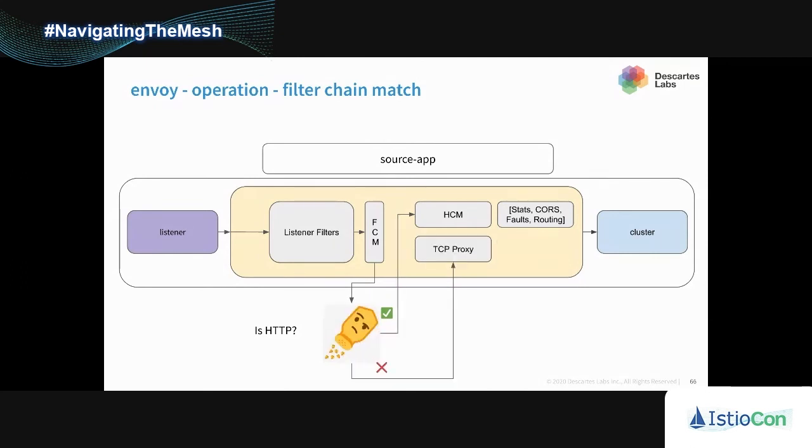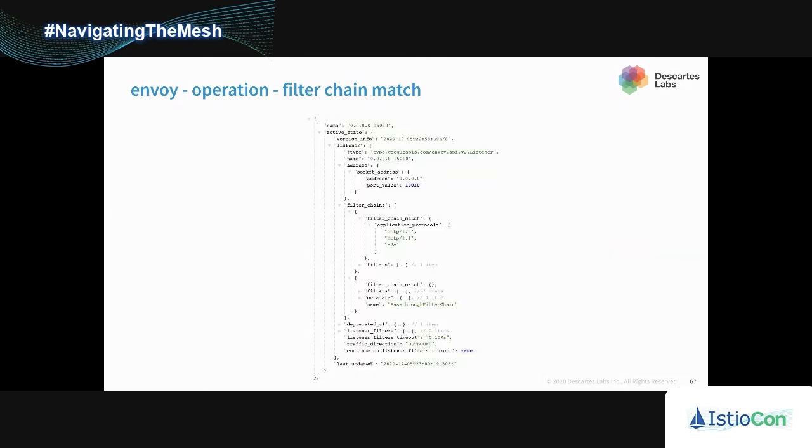And if you can't determine that it's HTTP, it's probably safe to just treat it as TCP. So that's the default. And then route it to an upstream cluster. And this is what that looks like in an actual Envoy config. So here you've got this listener. This one's listening on 15001. And you can see the filter chain matches here.